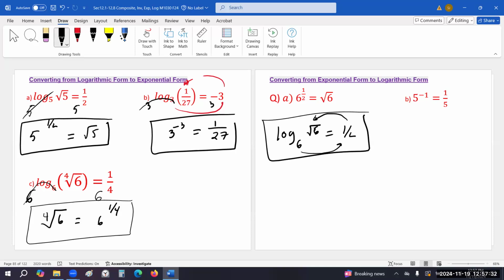Wait, what was going on here with the 5? What I did is this: I applied the property. The property says if you have log base b of something equals y, you can apply the base on both sides, and then the whole thing cancels out. You're left with x equals b to the y.